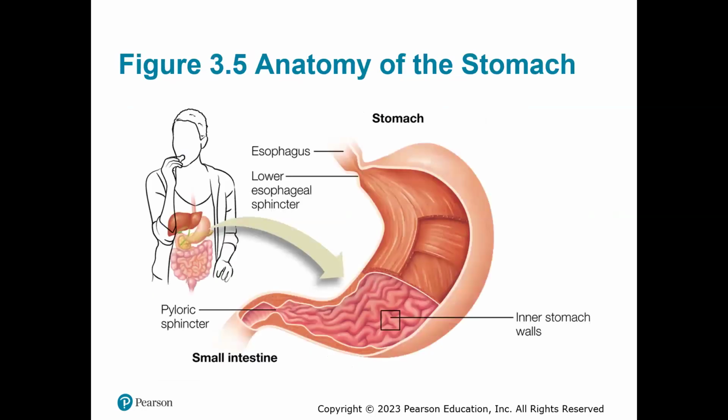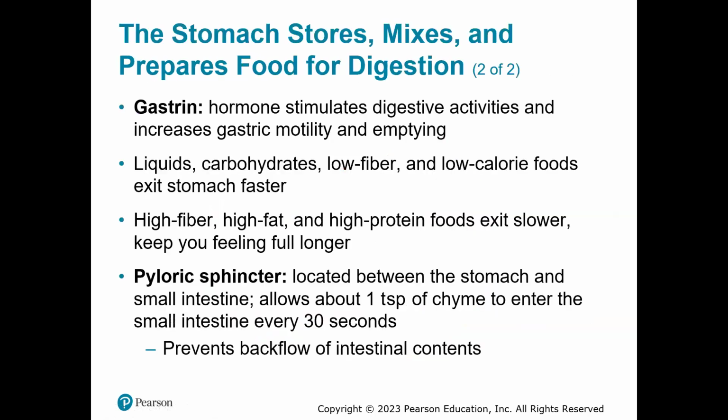And there's a look at our stomach. Here's that lower esophageal sphincter. Over here is the pyloric sphincter, the second sphincter on the stomach, and that is going to control how much of our stomach contents move into the small intestine. So how quickly we're going to release those contents will be determined by the pyloric sphincter.